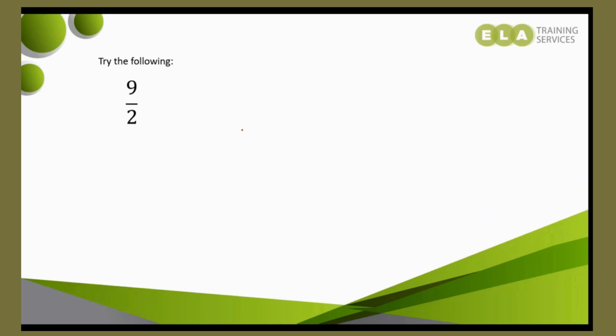So let's have a look at 9 halves. So how many 2's are in 9? So we say 2, 4, 6, 8, so 4 and 1/2 left over. Okay, let's have one more. 15 quarters. So how many 4's are in 15? 4, 8, 12. So we've got 3 and 3/4 left over.